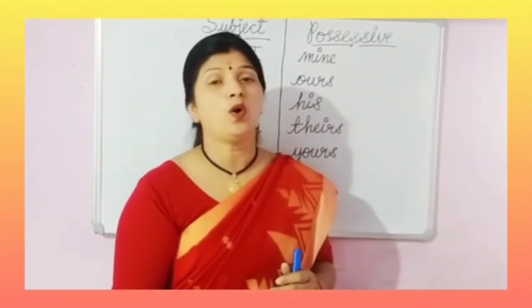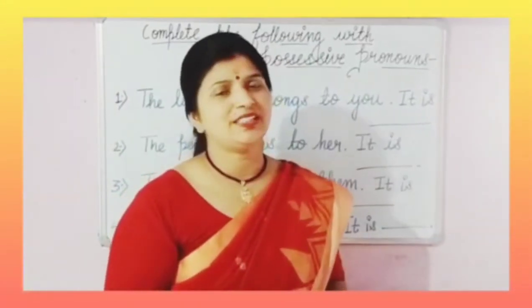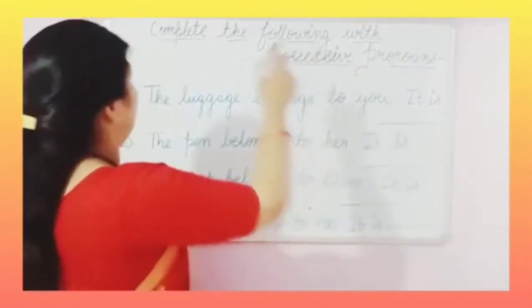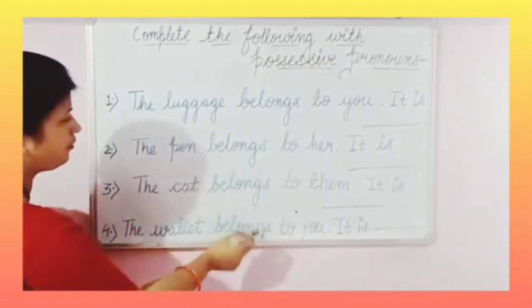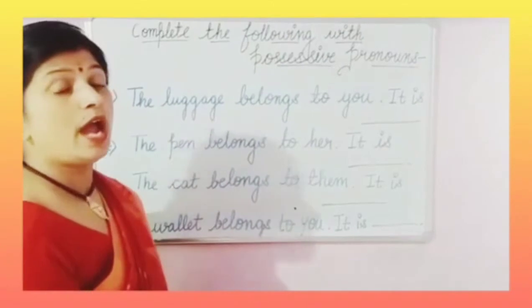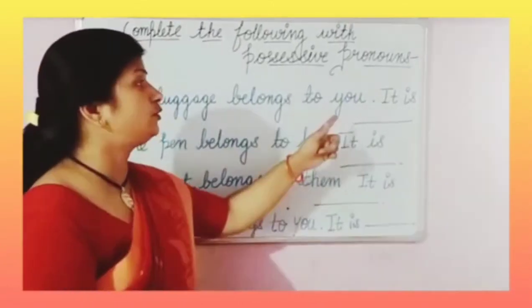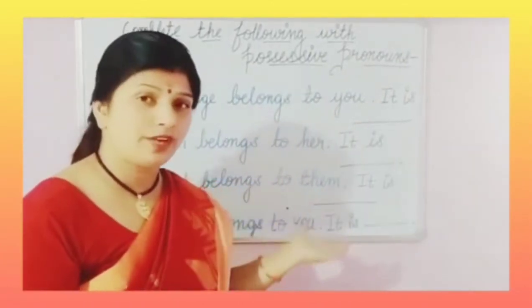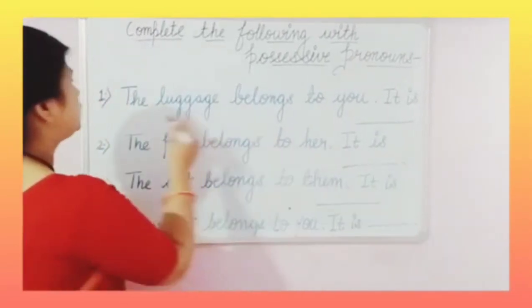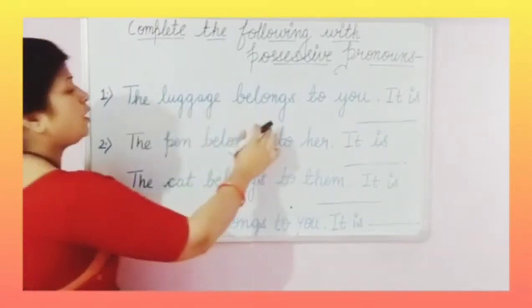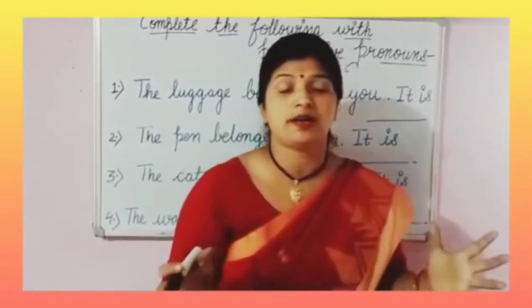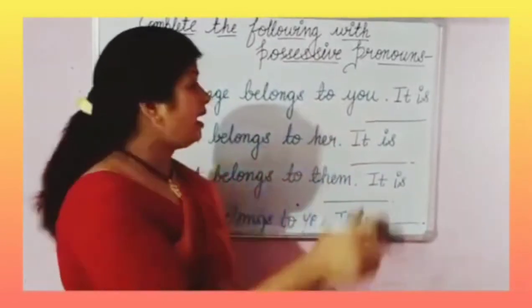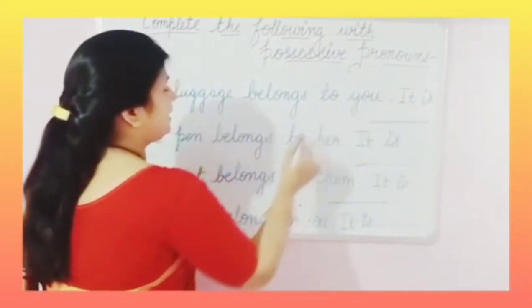For this we will do one exercise related to this. My dear students, now see the exercise. In this you have to complete the following with possessive pronouns. Here a few sentences are given to you and you have to fill these sentences with the possessive pronouns which we have studied just now. Okay, so the first one is, the luggage belongs to you. Luggage means saman. So saman aapka hai, it belongs to you, it is dash.